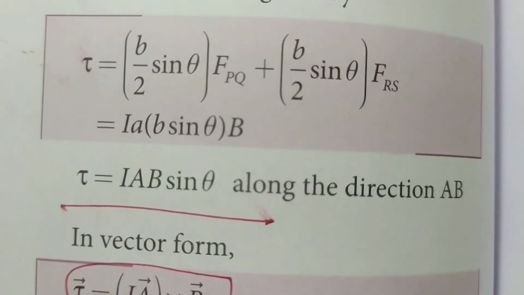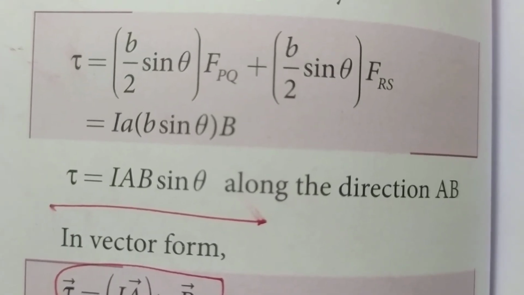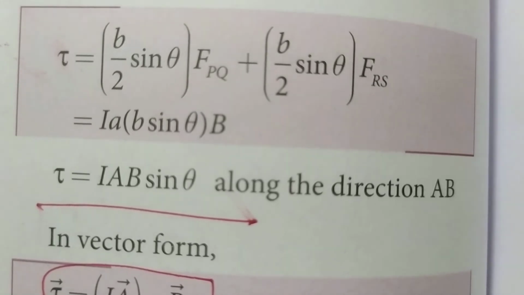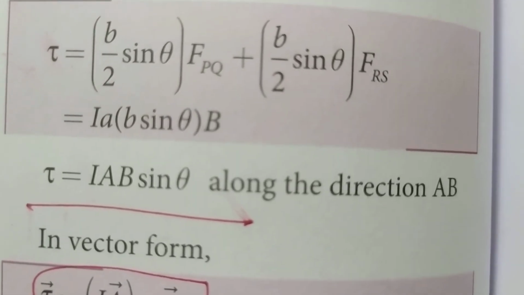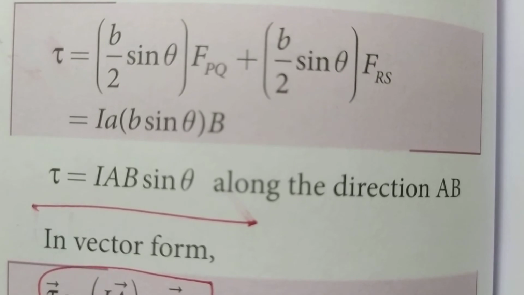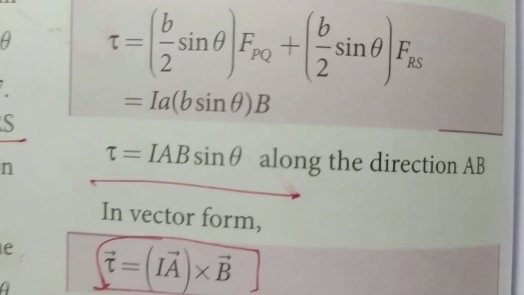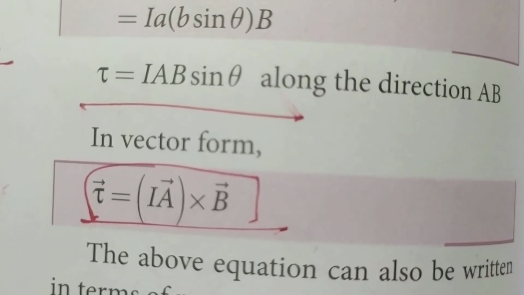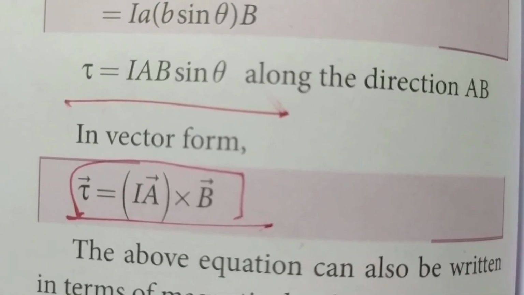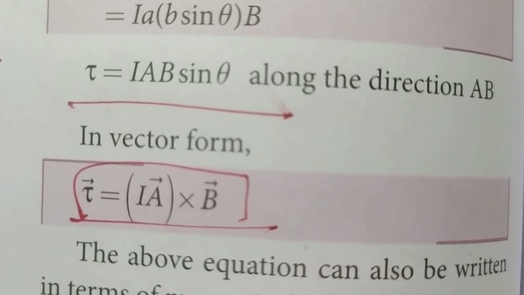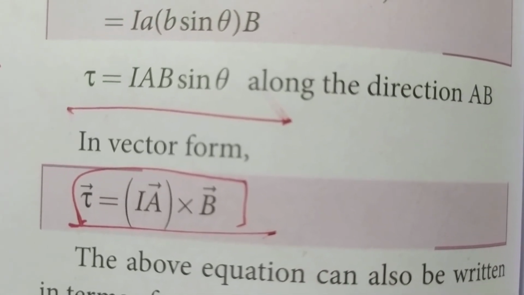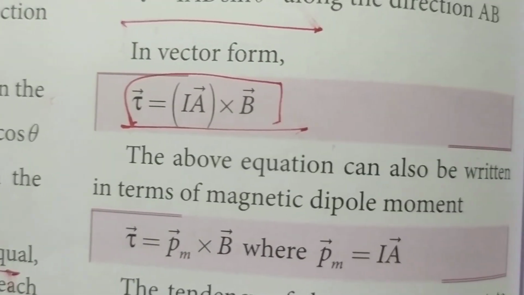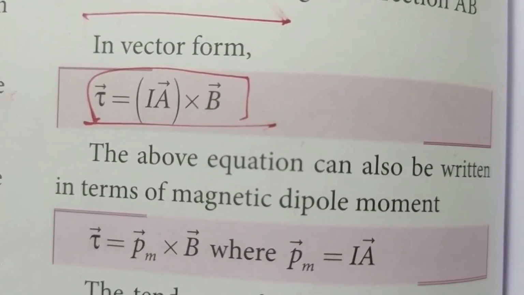So when you substitute, b by 2 plus b by 2 will become b sin theta, and FPQ and FRS is equal to IAB. So taking common terms outside, you will get b by 2 sin theta plus b by 2 sin theta will become b sin theta. So tau is equal to IAB sin theta, because area into breadth will give you capital A, which is given by IAB sin theta. And in vector form you can write tau vector is equal to IA vector cross B vector.